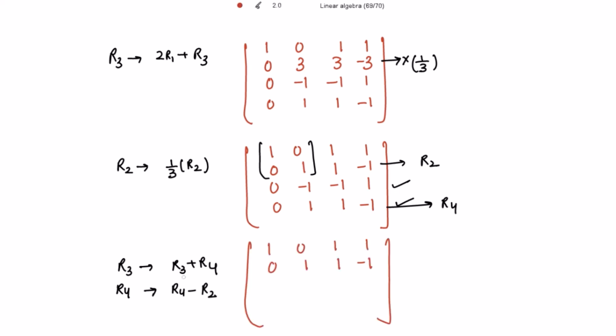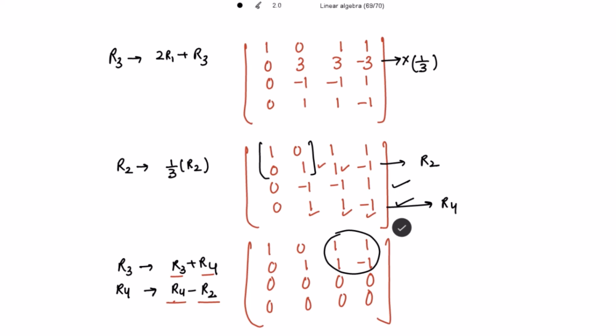Now I am changing the row 3 by adding the elements of row 3 to row 4. So we get 0, 0, 0 and 0. And also I need to change row 4 by subtracting R2 from R4. Let me subtract the elements of row 2 from row 4. So we get 0, and 1 minus 1 is 0, and 1 minus 1 is 0, and minus 1 minus into minus 1, that is plus 1, that is 0.